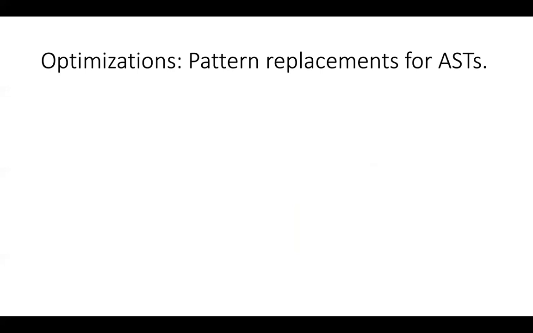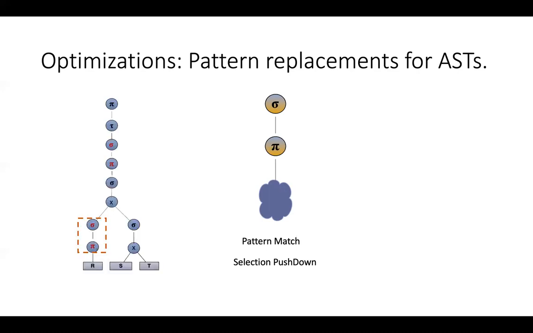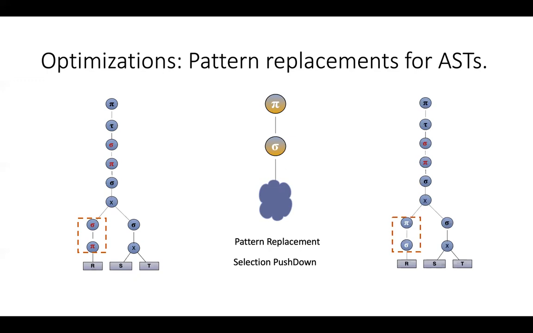Optimizers then specify optimizations over such ASTs as pattern match rules. For example, the selection pushdown rule looks for filter nodes that sit over projections. The optimizer then searches for the occurrence of this pattern in the AST and replaces the matched nodes with the filter pushed below the project node.